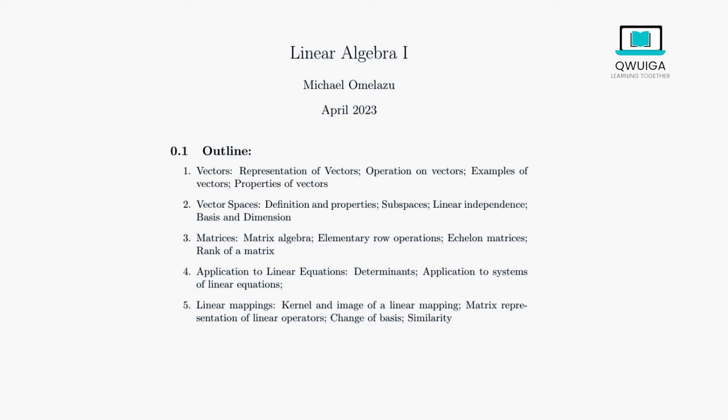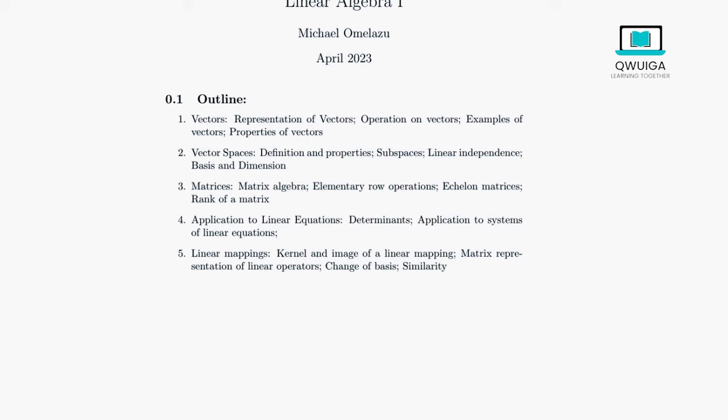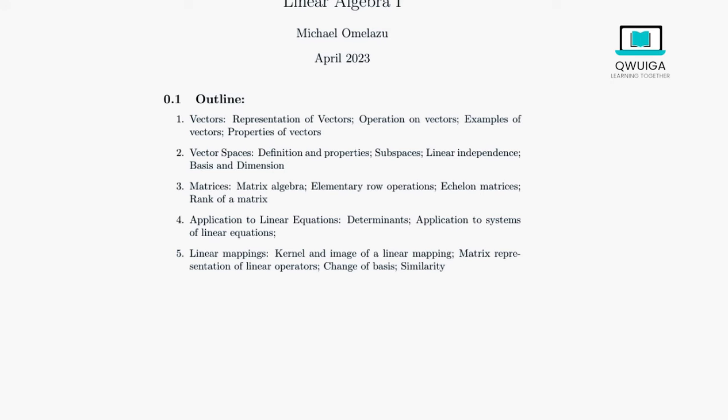Here's the outline for the course. We'll be studying vectors, then vector spaces and matrices, and application of matrices to linear equations. We'll also be considering linear mappings, and under vectors we'll consider representation of vectors, operations on vectors, examples of vectors, and properties of vectors. Alright, so let's begin.